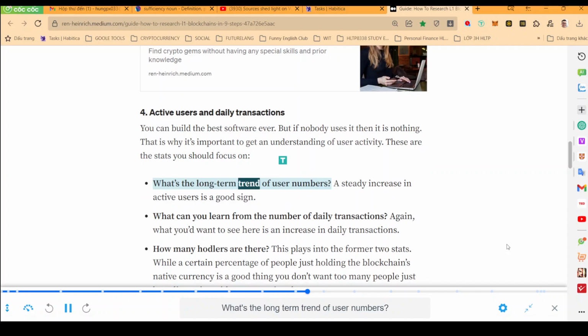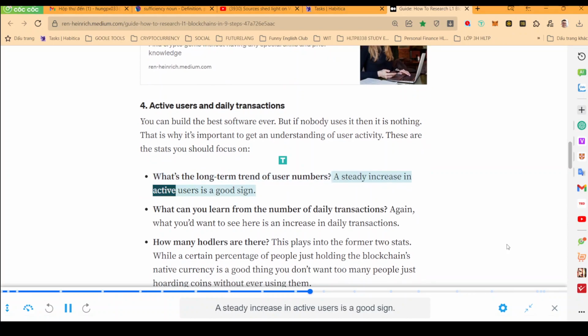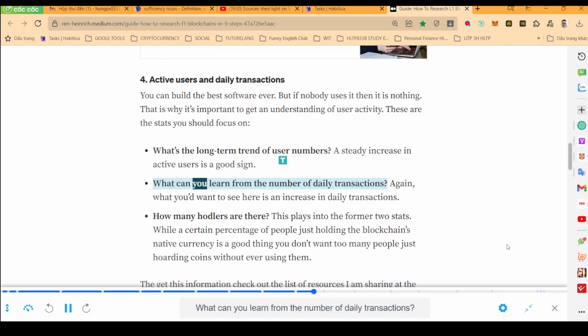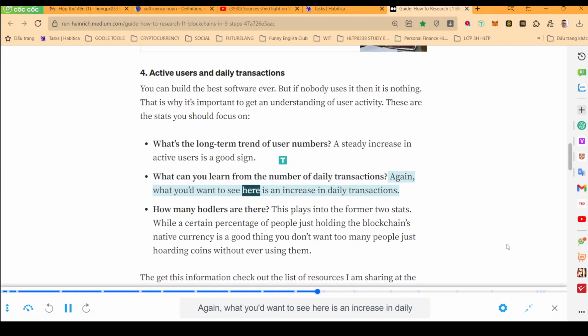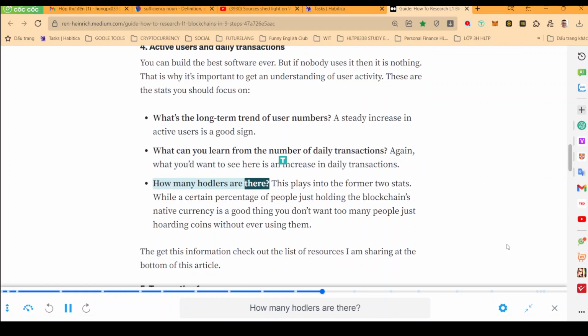What's the long-term trend of user numbers? A steady increase in active users is a good sign. What can you learn from the number of daily transactions? Again, what you'd want to see here is an increase in daily transactions. How many hodlers are there?